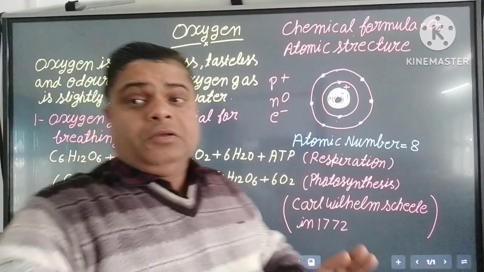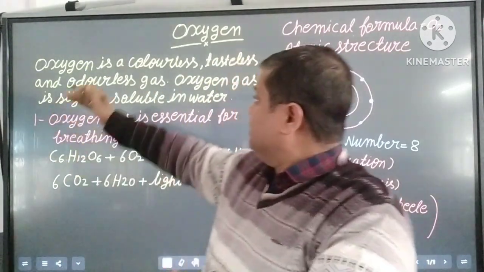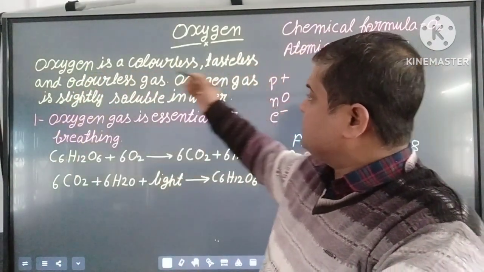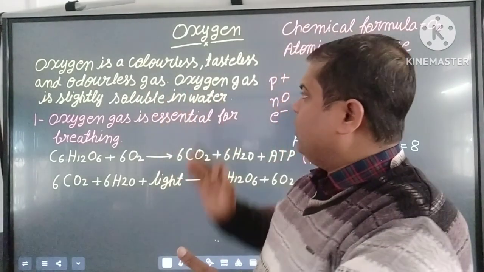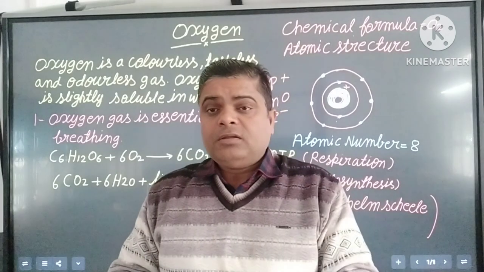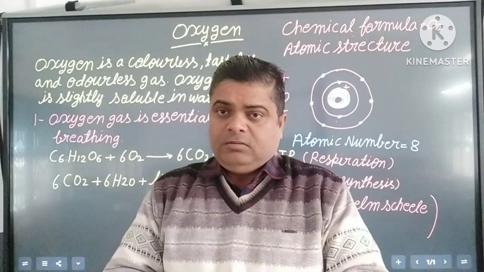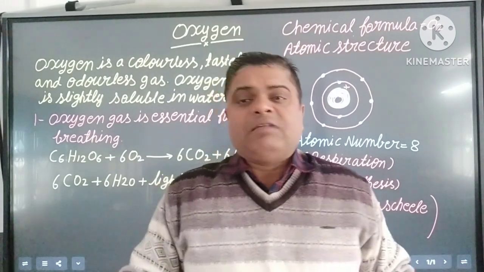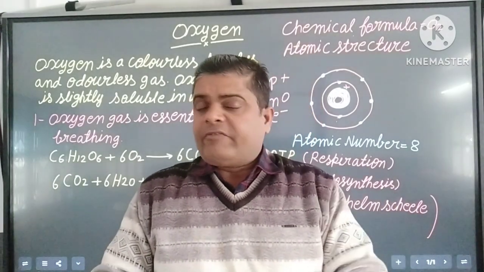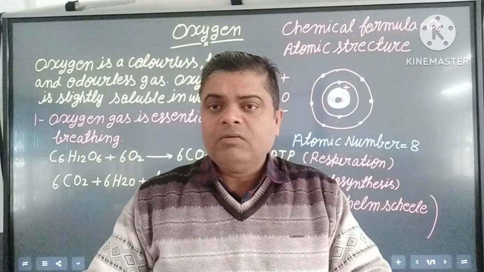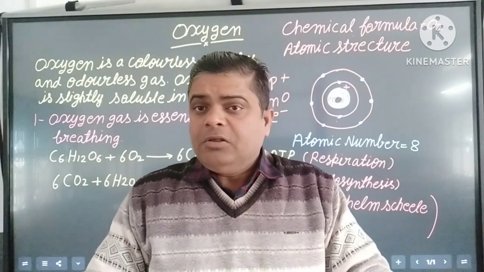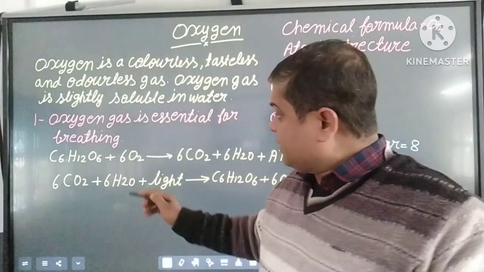So see, oxygen is a colorless, tasteless and odorless gas. Oxygen gas is slightly soluble in water. Means oxygen has no color, no taste, no odor. Clear? And it is slightly soluble in water. That's why our aquatic life, our fishes, our frogs, take oxygen from the water. Clear student?